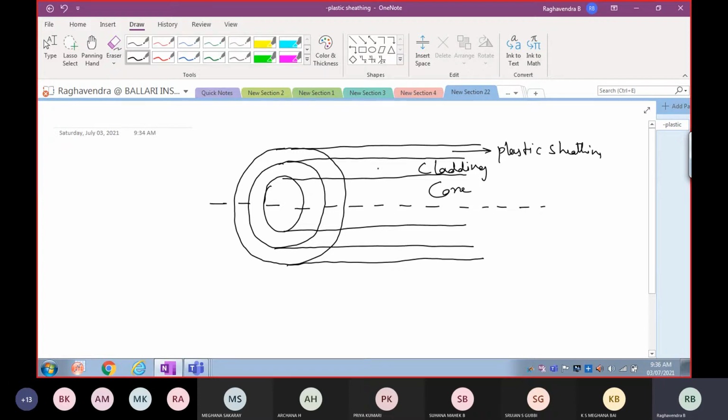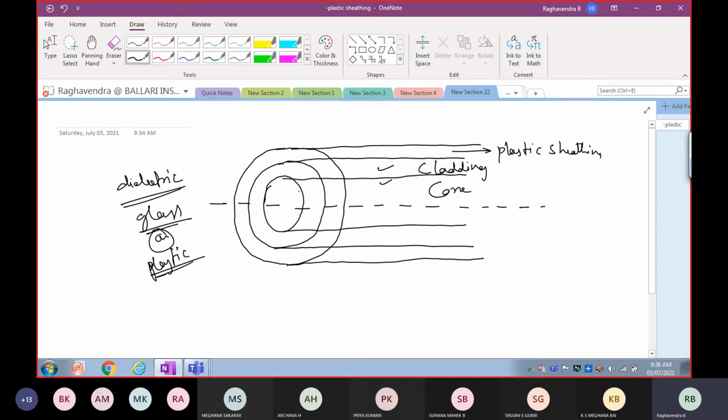Here both core and cladding are made up of the same type of material. It is a dielectric material. It may be made up of glass or sometimes it may be made up of plastic. So both are dielectric material. Based on the application, different types of optical fibers are used, which are made up of glass or which are made up of plastic.